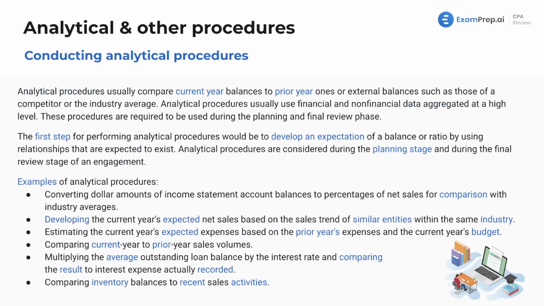Let's talk about conducting these procedures. Well, these are usually going to compare current year balances to prior year ones, or external balances such as those of a competitor or the industry average. Right, you're going to have a good old balance sheet and income statement. But let's think just a trial balance.